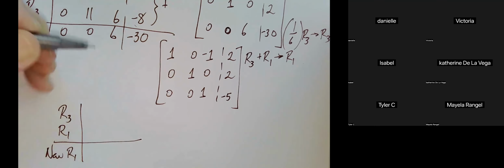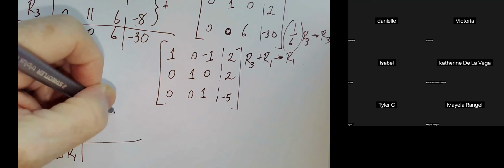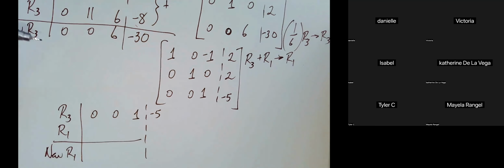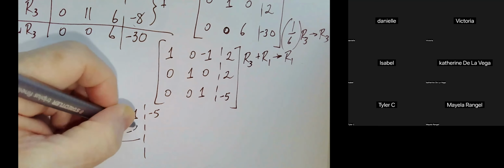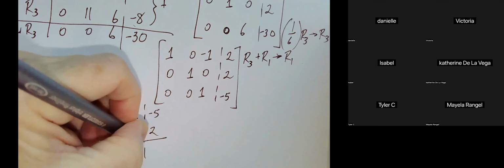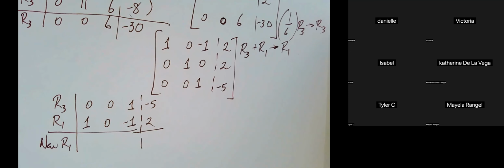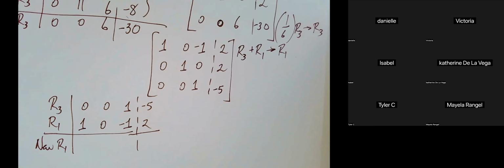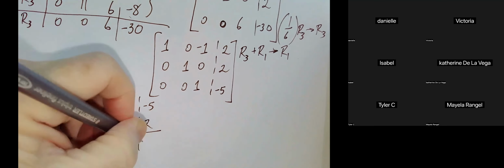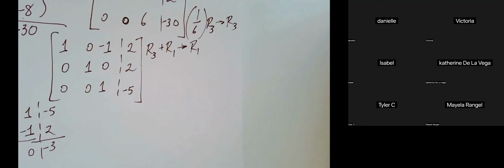Row 3 is 0, 0, 1, -5. Row 1 is 1, 0, -1, 2. And what is our new row 1? 1, 0, 0, -3. Yay! All right.